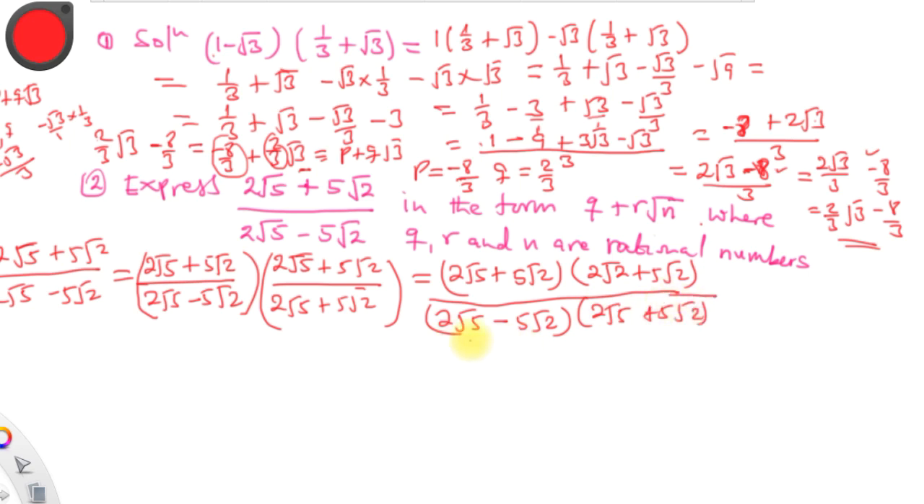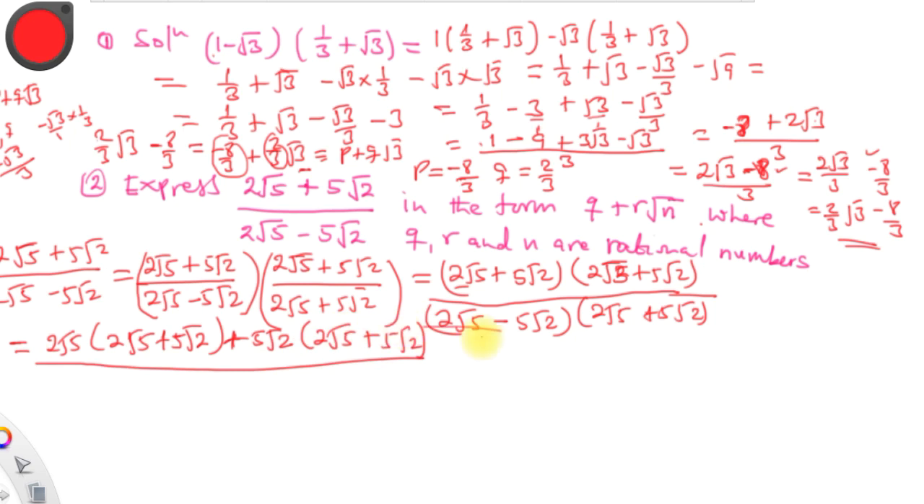Know that these are conjugates, so the product of conjugates will give you a difference of two squares. Have you seen? So this is equal to 2 root 5, which will go and multiply the whole thing. Sorry, this is 5, not 2. It's multiplying 2 root 5 plus 5 root 2. After that, this positive 5 root 2 also goes and multiplies the whole thing, the same 2 root 5 plus 5 root 2. Then we have it divided by the denominator.